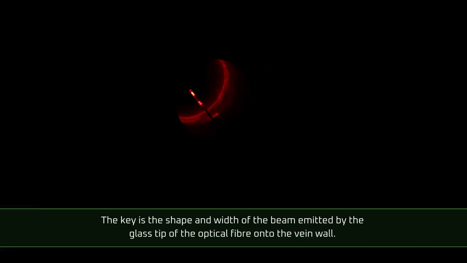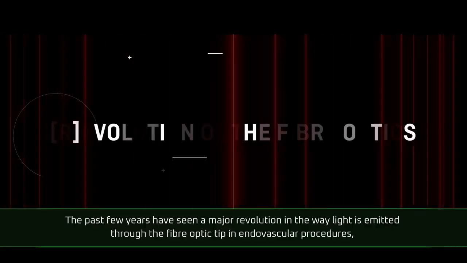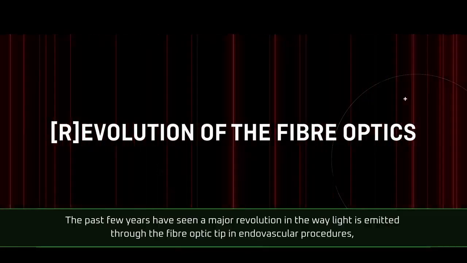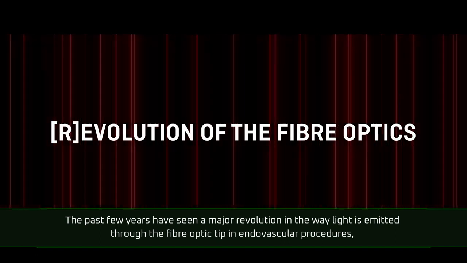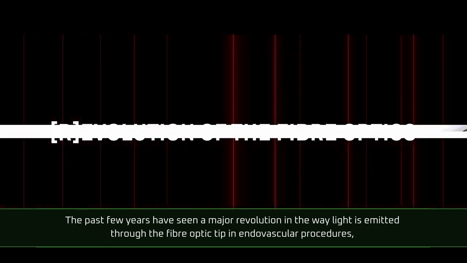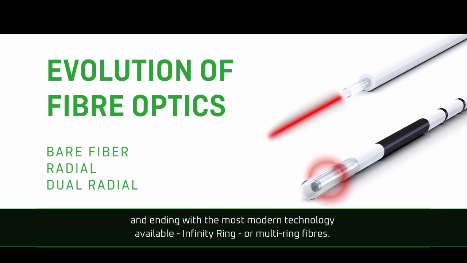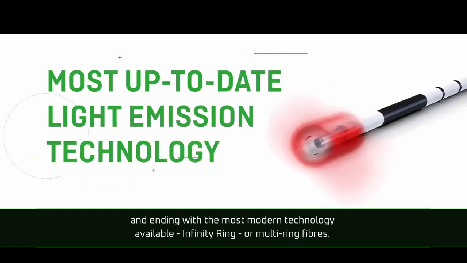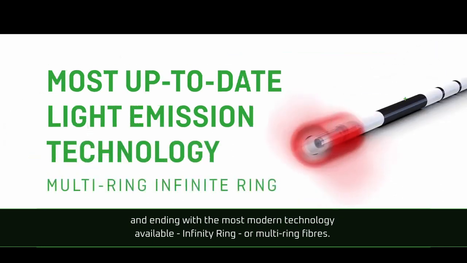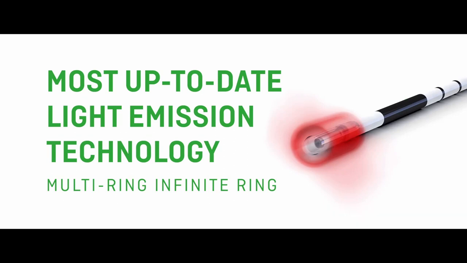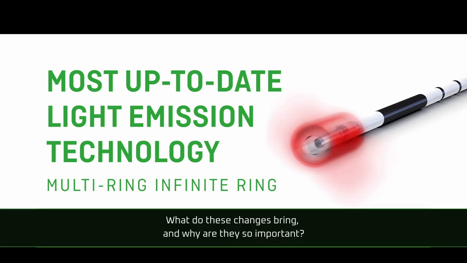The key is the shape and width of the beam emitted by the glass tip of the optical fiber onto the vein wall. The past few years have seen a major revolution in the way light is emitted through the fiber optic tip in endovascular procedures. Starting with bare fiber, radial and dual radial fibers, and ending with the most modern technology available, infinity ring or multi-ring fibers. What do these changes bring, and why are they so important?